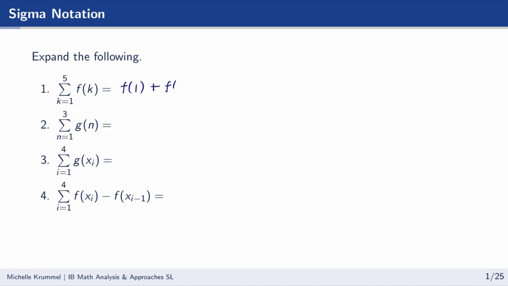So it's f of 1 plus f of 2. Then we increase k by 1, and we let k equal 3, and we evaluate this expression. We're going to get f of 3, and then we're going to get f of 4, and then we're going to get f of 5. And when we get to k equals 5, as indicated by this upper limit here, we stop, and we find the sum of all of these values. Now, we don't actually have the equation for f of k, so we're going to leave our answer like that.